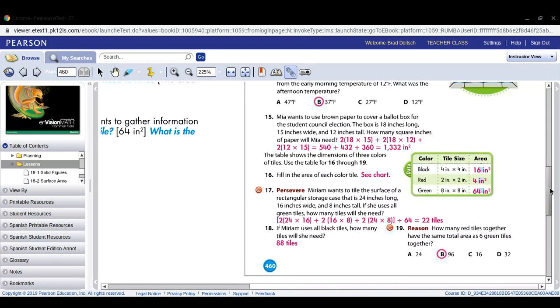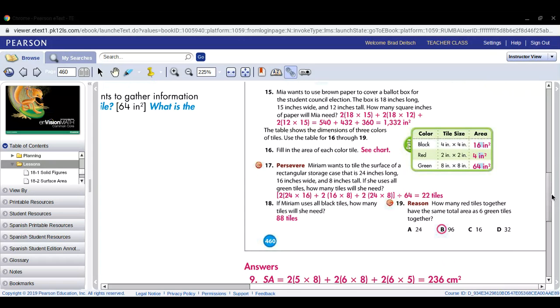Number 15, Mia wants to use a brown paper to cover a ballot box. So just think about it. It's a rectangular prism. They give you the length, the width, and the height. So just substitute it in for the formula. So 2 times length times width plus 2 times length times height plus 2 times width times height. All right, so they add it all up together, and they get 1,332 square inches. So again, they're giving the length, the width, and the height, plug it into that formula.